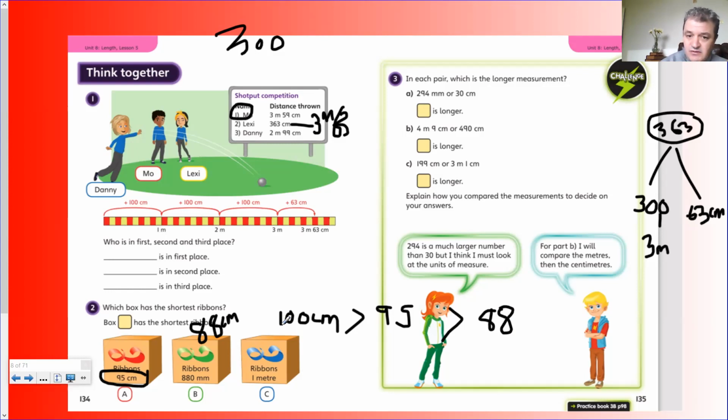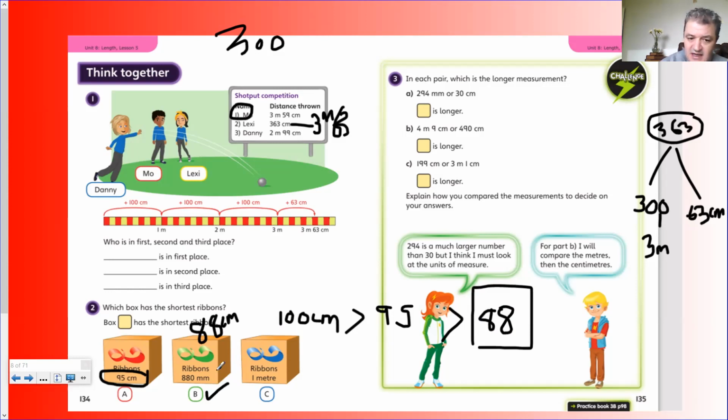Yeah, but what are we being asked for? Or the longest piece of ribbon? What are we being asked? We're being asked for the shortest ribbon. Which is the shortest? It's the 88. So 88 centimeters, which is 880 millimeters, which is B.